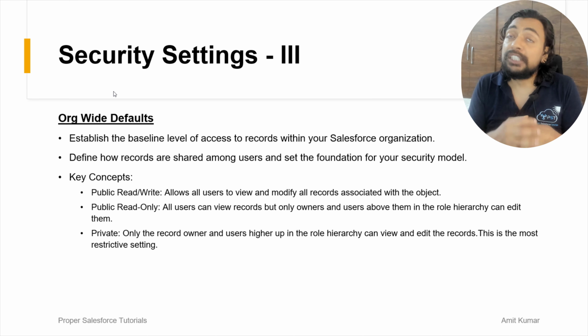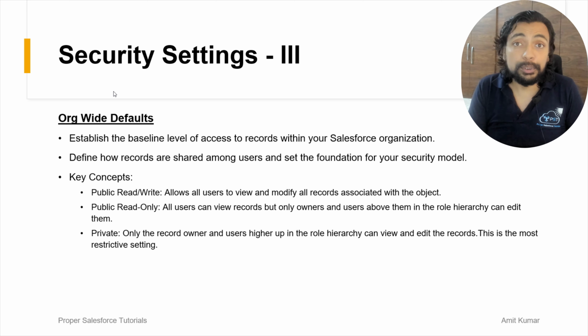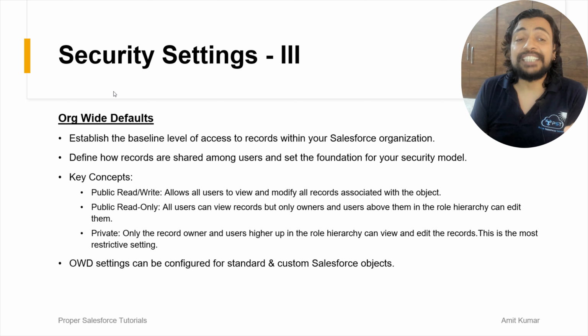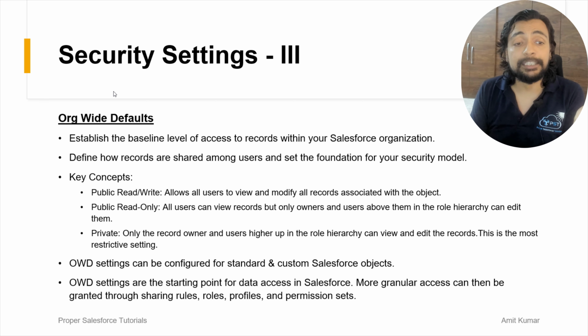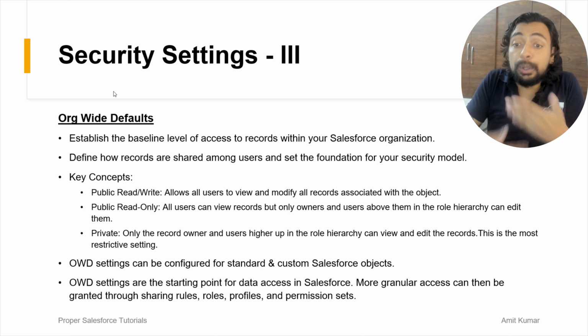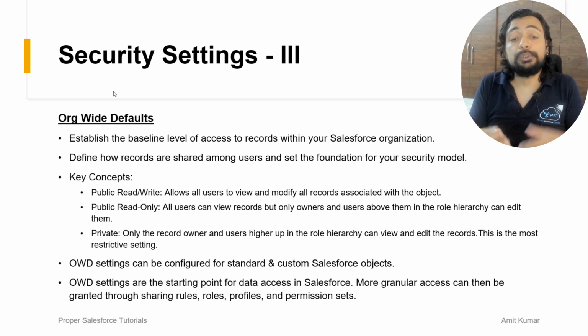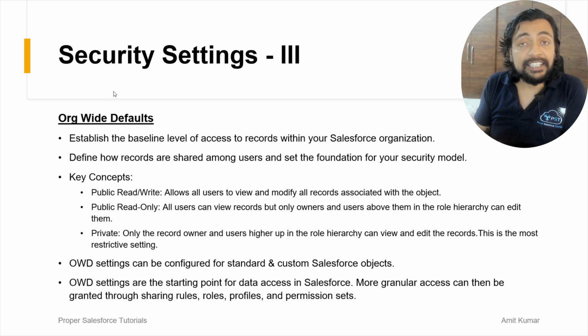Public read only, so all the users can view the record, but only those who are higher in the hierarchy can edit it. And if it is private, only the record owner and the users higher in the hierarchy can edit it. Now this role hierarchy concept works by default with standard objects, but you can decide the role hierarchy behavior for custom objects on your own. Now OWD settings, or in other words org-wide default settings, can be configured for both standard and custom objects, and OWD settings are the starting point for data access in Salesforce. More granular access can then be granted through sharing rules, role hierarchies, profiles, and permission sets.